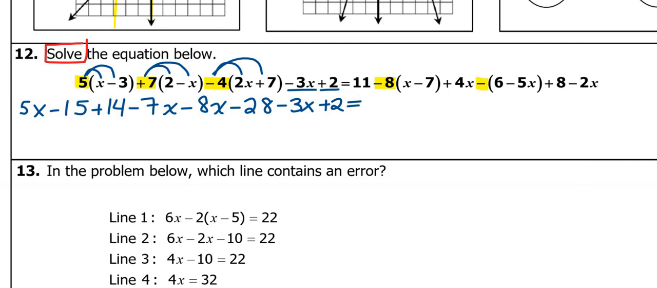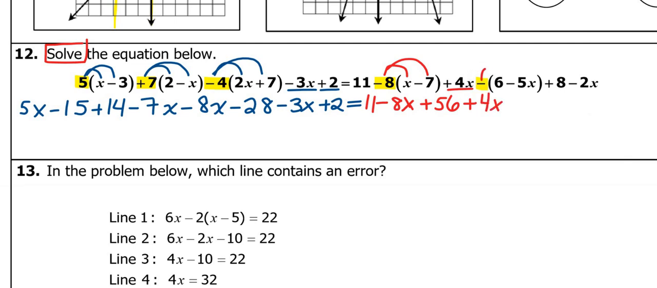Equals. Okay, now on the right side, do the same thing. I have an 11 that I don't want to forget about. And now I'm going to distribute the negative 8. Negative 8 times x is negative 8x. Negative 8 times negative 7 is a positive 56. Then I have a plus 4x that I'm just going to bring down.